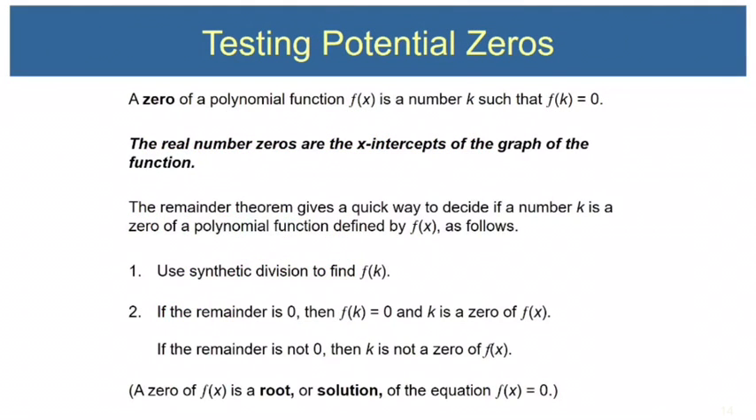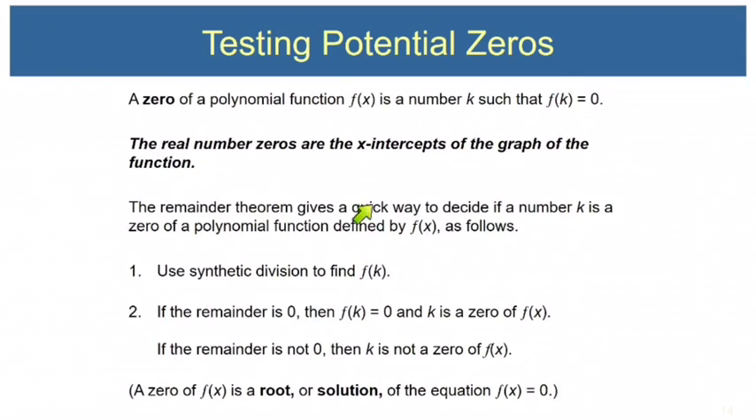Now that we understand the remainder theorem, let's take things a step further and talk about testing potential zeros. So what is a zero? A zero of a polynomial function is a number that you can plug into the function and get out a value of 0. On a graph, the real number zeros are the x-intercepts of the graph.